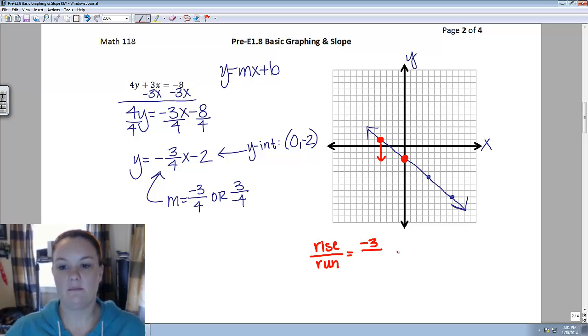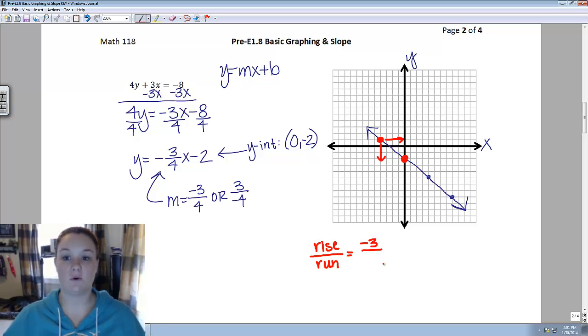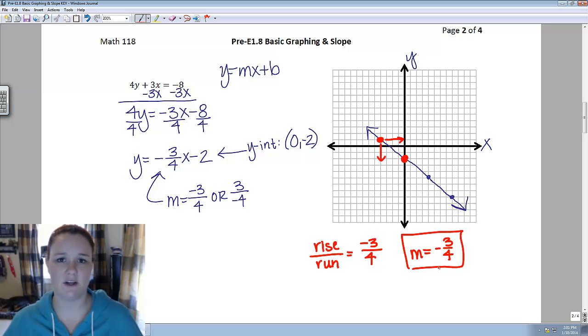And then my run is how far left or right I am going from one point to the other. Going from the first point to the second point, I'm going over in the positive direction, which means it's going to be a positive run, and I count over, 1, 2, 3, 4. So if they gave me just the picture and said find the slope, I would just say my slope is -3/4. I wouldn't have to put the equation of the line or anything like that. All right, just wanted to highlight that.